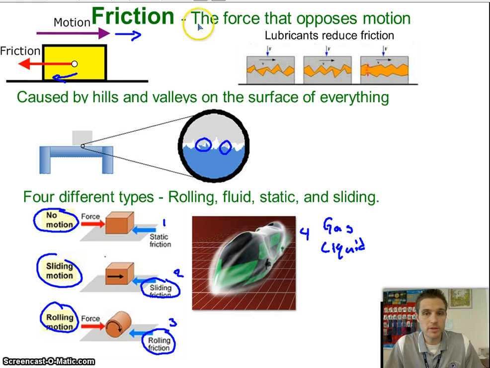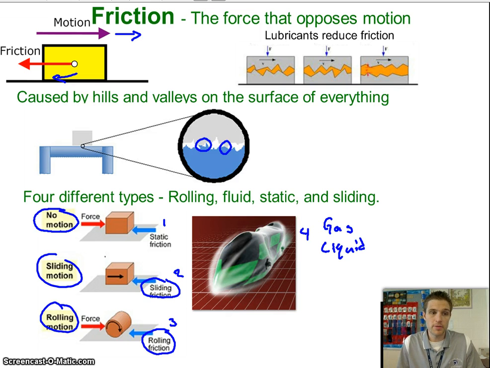Okay. The last thing we talk about are lubricants, and lubricants reduce friction. So if I look at these three pictures here, as I increase the amount of lubricant in between the two surfaces, they start to move farther and farther apart, which makes the hills and valleys touch less and less. And as they touch less and less, that makes sure that we have less friction.